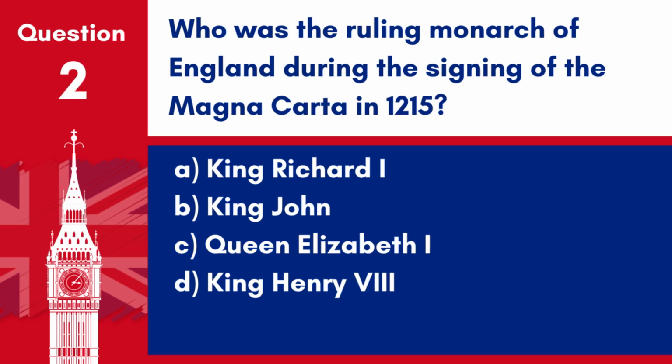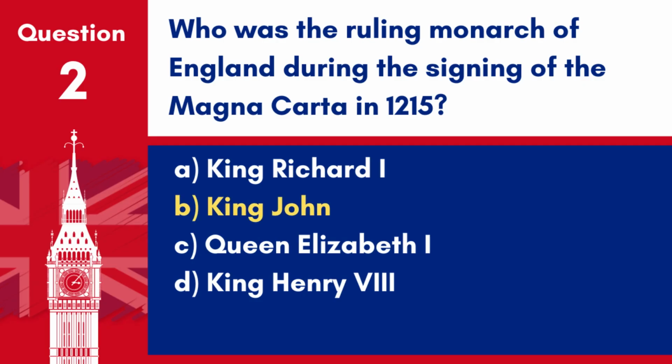Question 2. Who was the ruling monarch of England during the signing of the Magna Carta in 1215? A. King Richard I. B. King John. C. Queen Elizabeth I. D. King Henry VIII.